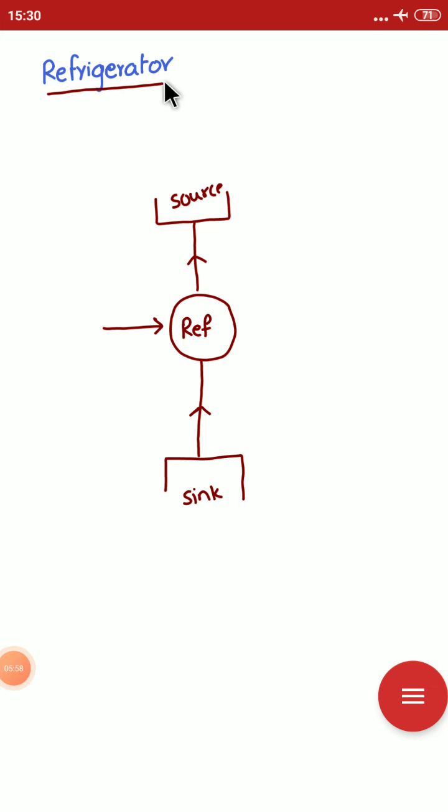Next is the refrigerator. A refrigerator is a cyclically operating device which absorbs energy as heat from the lower temperature body and rejects it to the high temperature body. That is the object of the refrigerator.